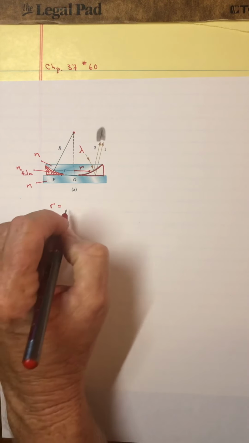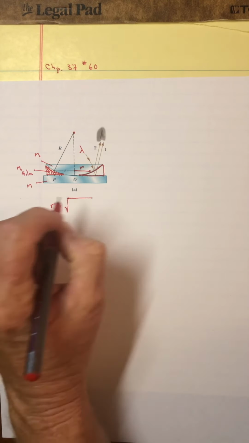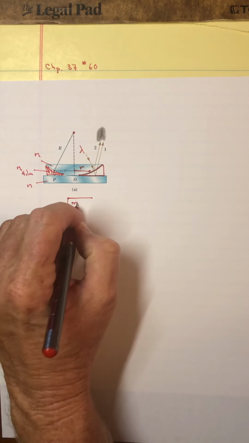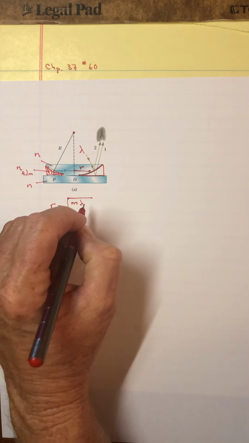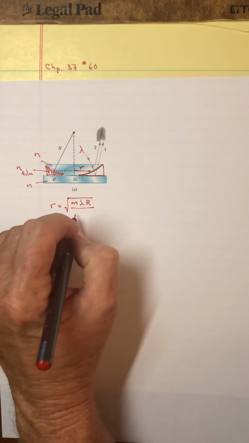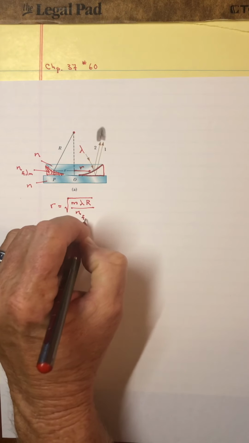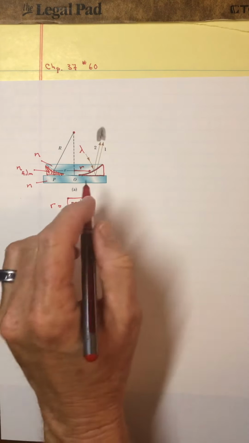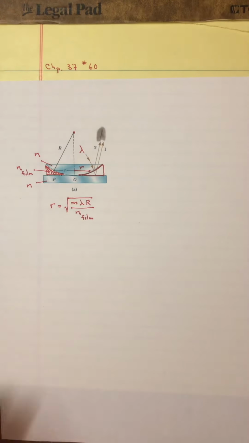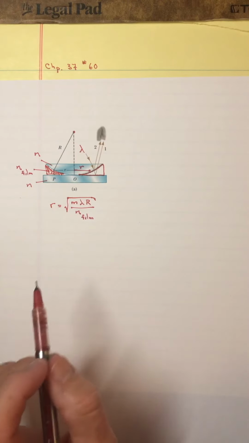And so they say it is approximately equal to the square root of some integer times the wavelength times the radius of curvature divided by the index of whatever the film is. So if this is in air, that would be 1. If it was submerged underwater, that would be 1.33, or whatever the material happened to be. Okay, now that's our goal, is to show that.